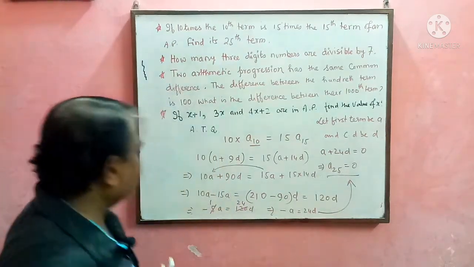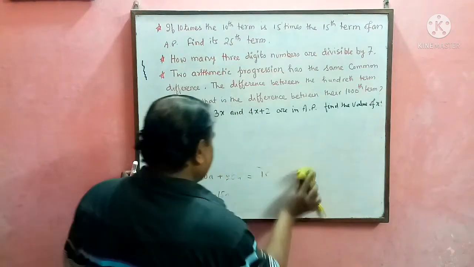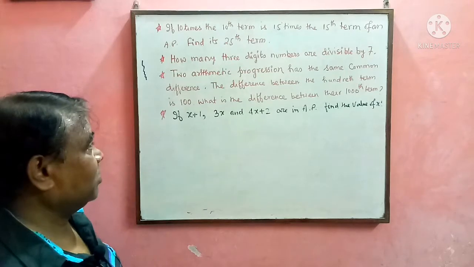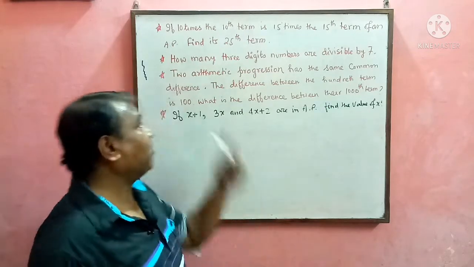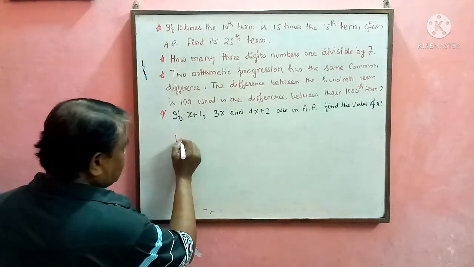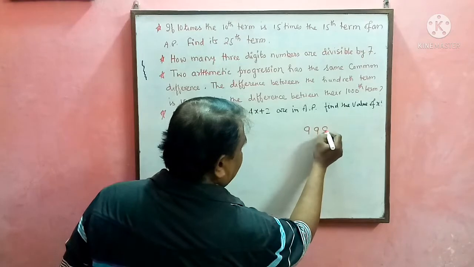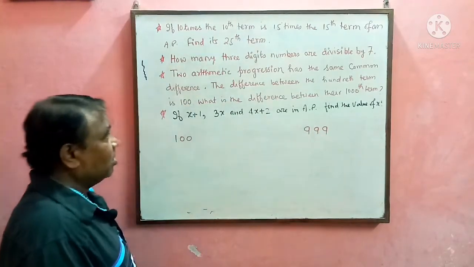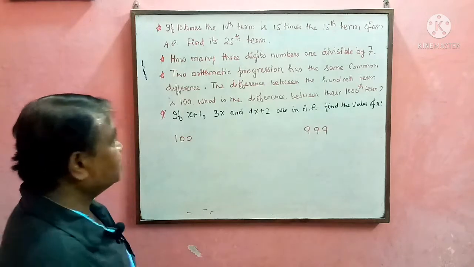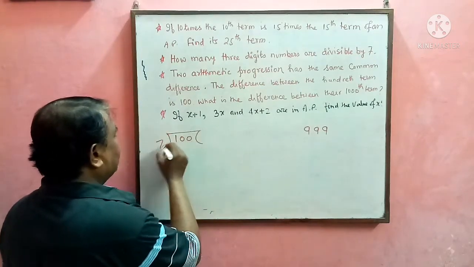Okay. Next one. Now you see, the next question is, how many 3-digit numbers are divisible by 7? We know the 3-digit numbers start from 100 and end at 999. To have divisibility by 7, you had better divide this by 7.